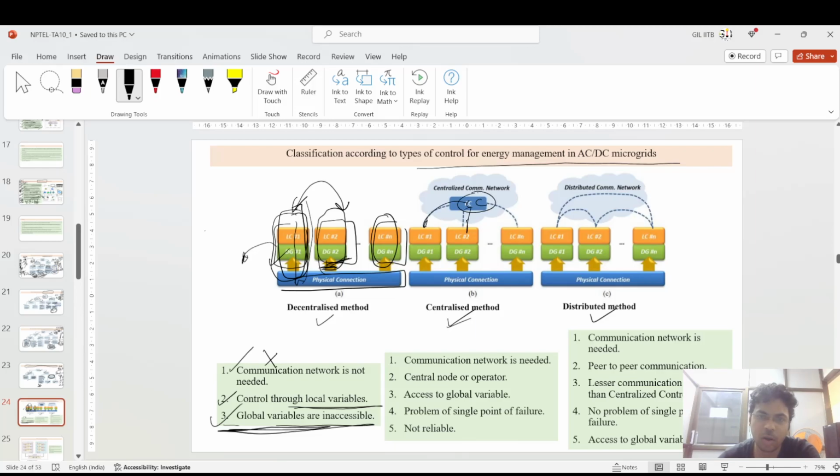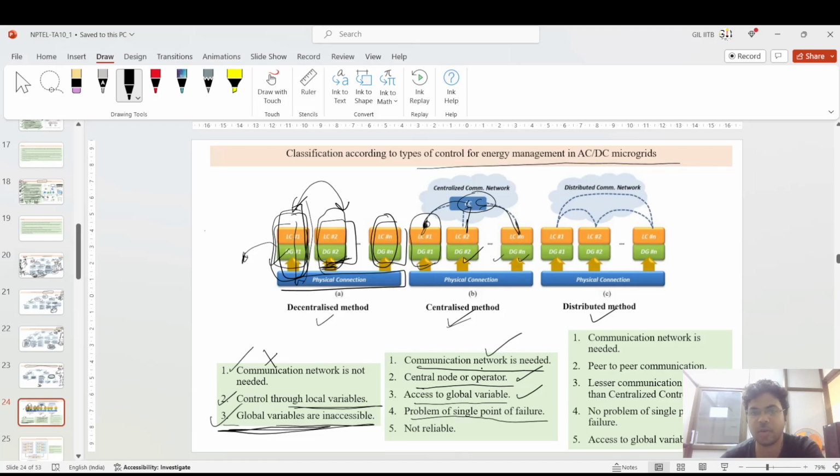Coming to the centralized system, you see that there is central communication between all the DGs. All distribution systems can take independent decisions, and they also have permission or accessibility to the global variables. Global variables are such that DG2, DG3, DG4 and DGN, and the communication feature is there. A communication network is needed, and a central node and the operator are there, controlling all the DGs, with access to the global variable. The global variable is there because DG1 knows the variability in DG2.